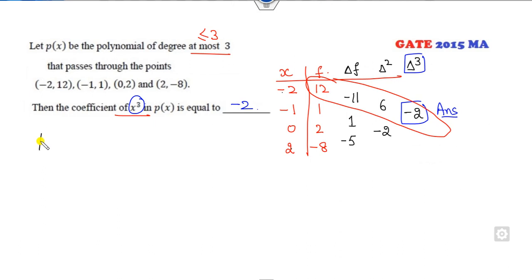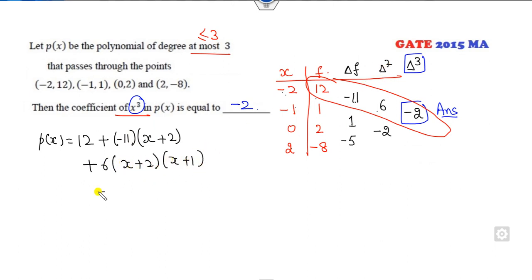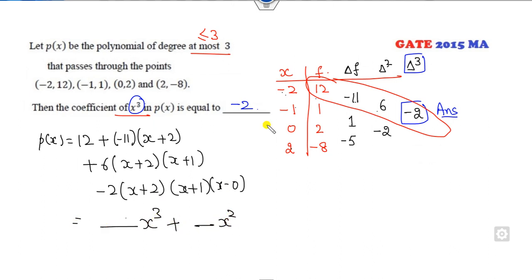How? You can write the polynomial as first term is my 12 plus minus 11 times (x plus 2), then 6 times (x plus 2), these are del square. I have written the first two terms, then minus 2 times (x plus 2)(x plus 1)(x minus 0). Now if you open this bracket, you will get this term, and you need the x cube. It again comes to be minus 2. But there is no need to write this because we can easily get the values from the table.